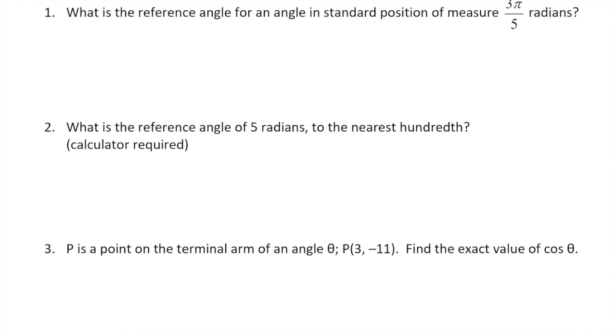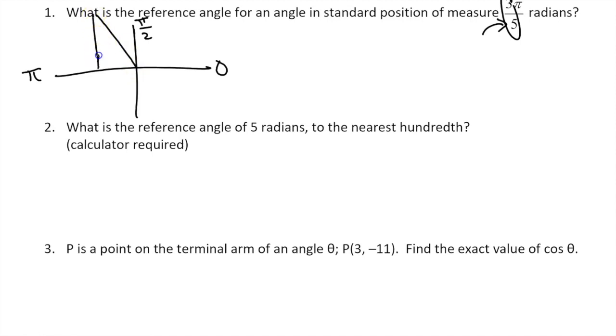Question number 1, the reference angle. We can do this without a calculator. Here's 0, here's pi, so this would be half a pi. If we want to know what 3 out of 5 is, it's like 0.6 of a pi, a little more than half of a pi. So we know we're over here, in the second quadrant.